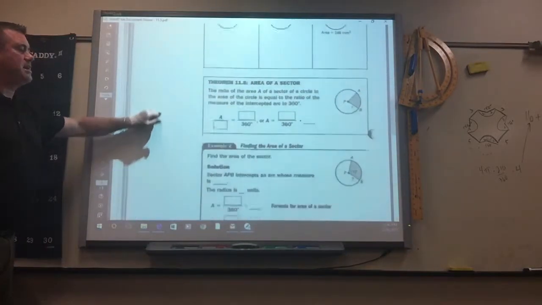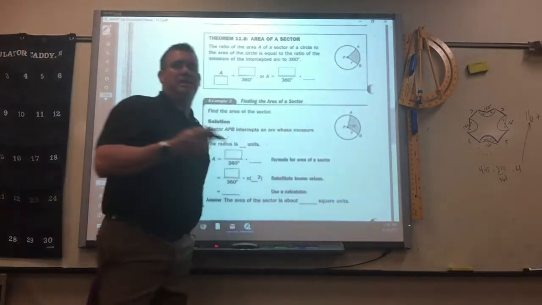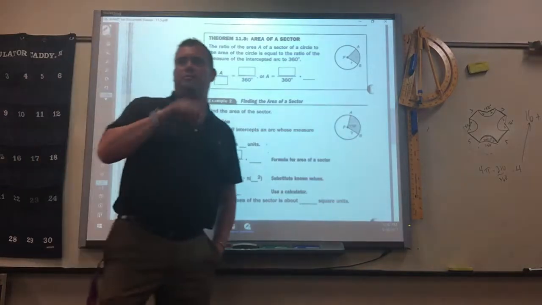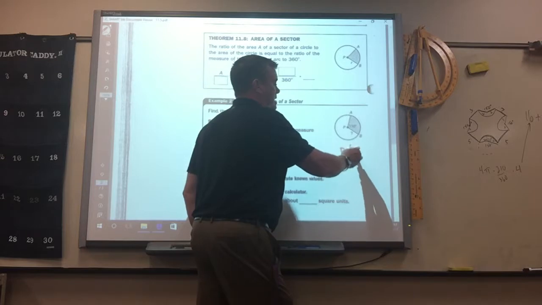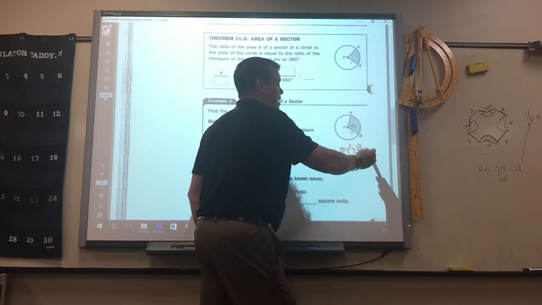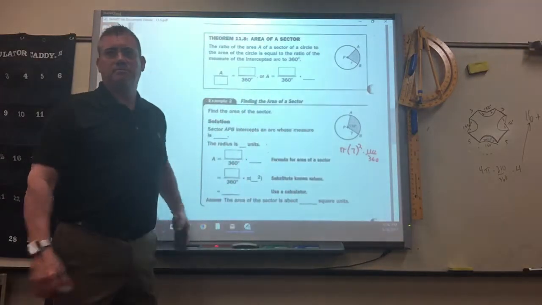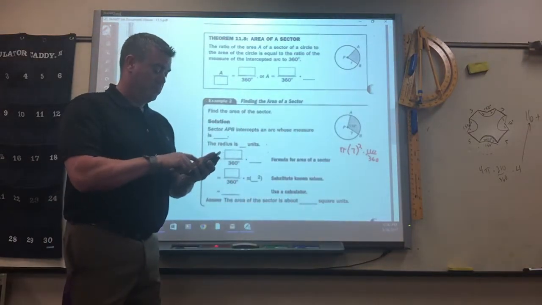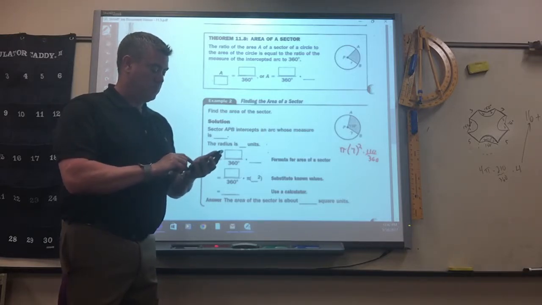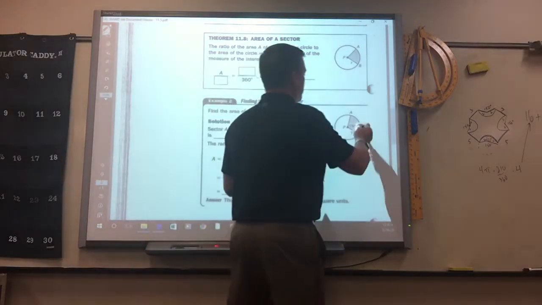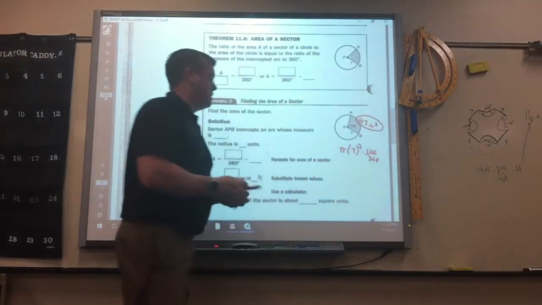Okay, then the sectors. To find the area of this sector, it's the same concept as what we did before. We take the area, which is pi times 7 squared, but we only want 110 over 360 of it, just like we did with the circumference. So this would just round to 47. And there's no label, so you can either leave it blank or put units squared.